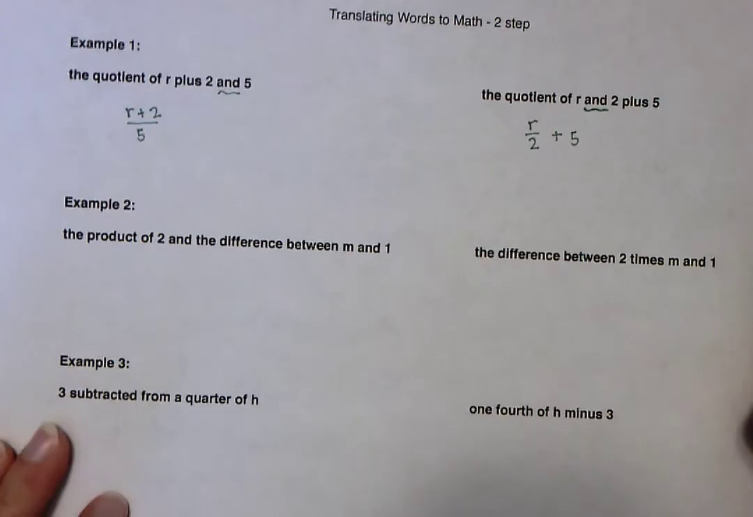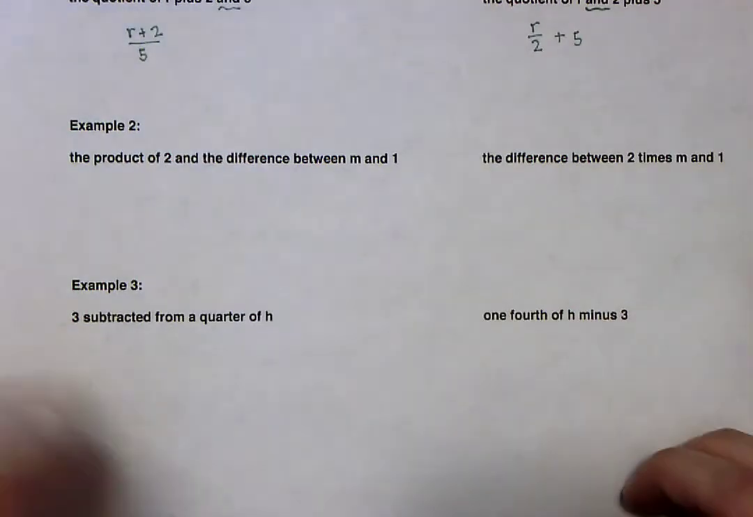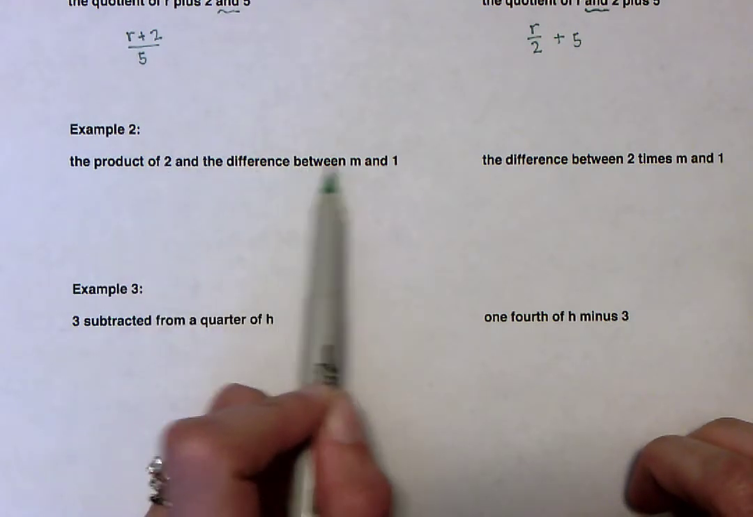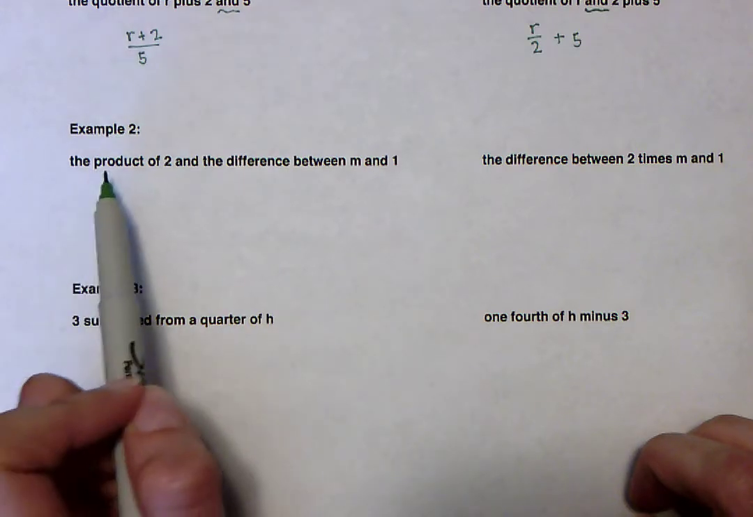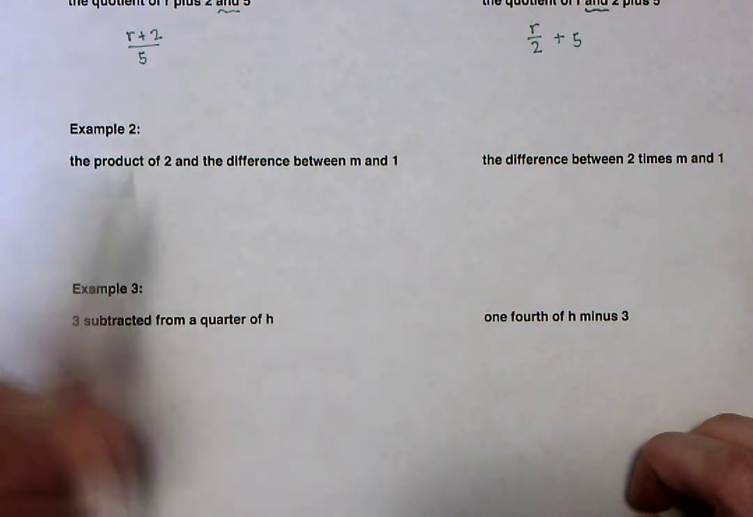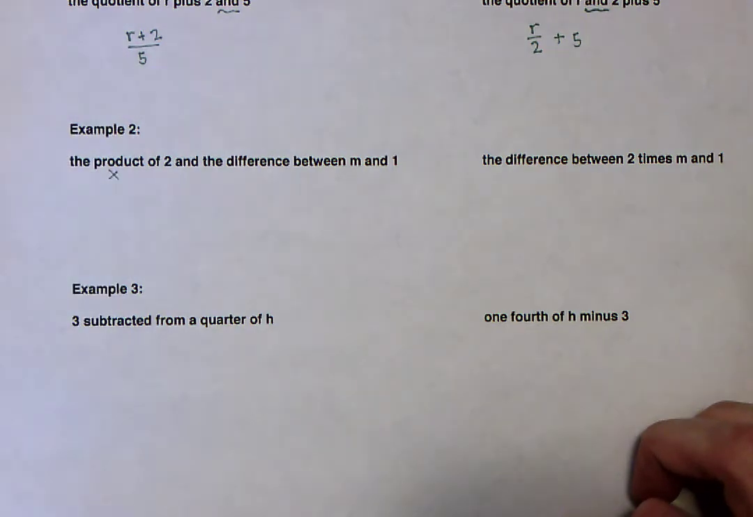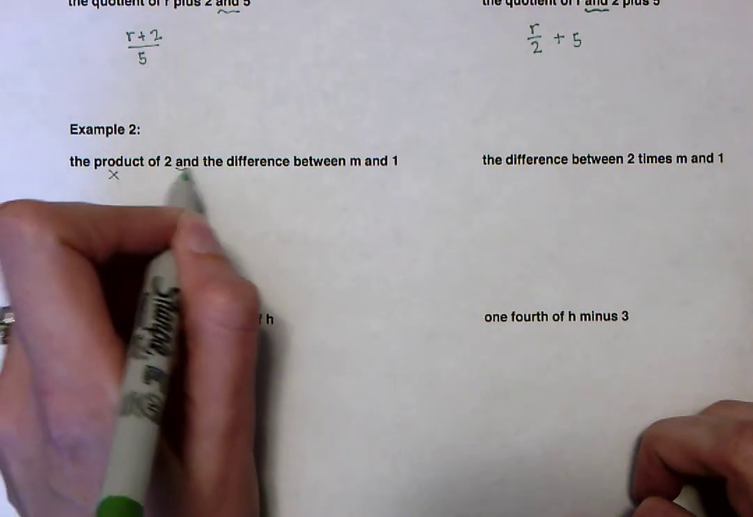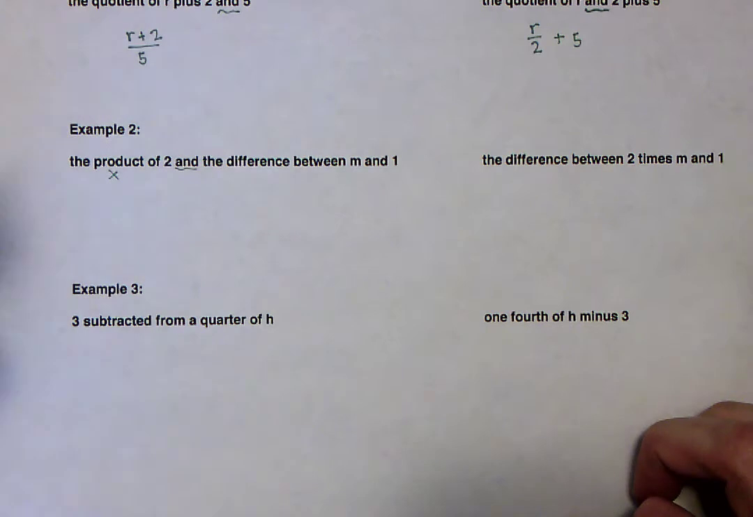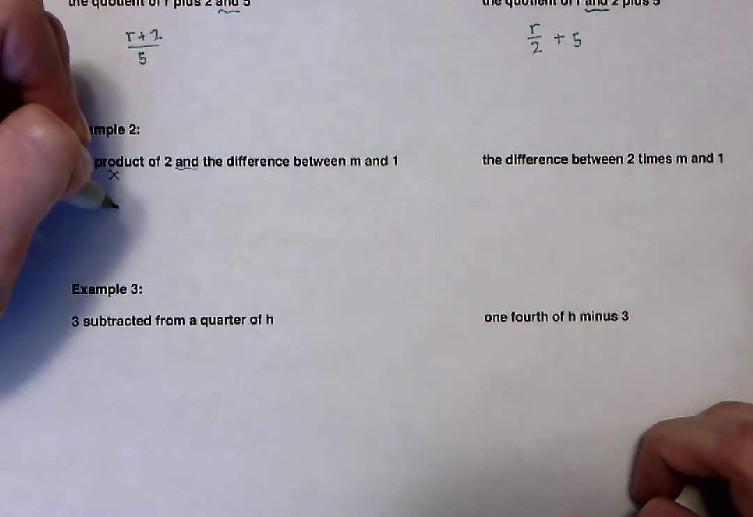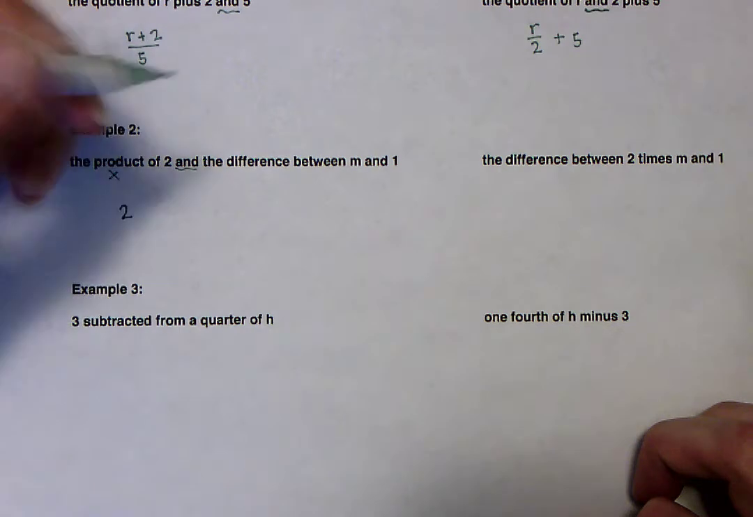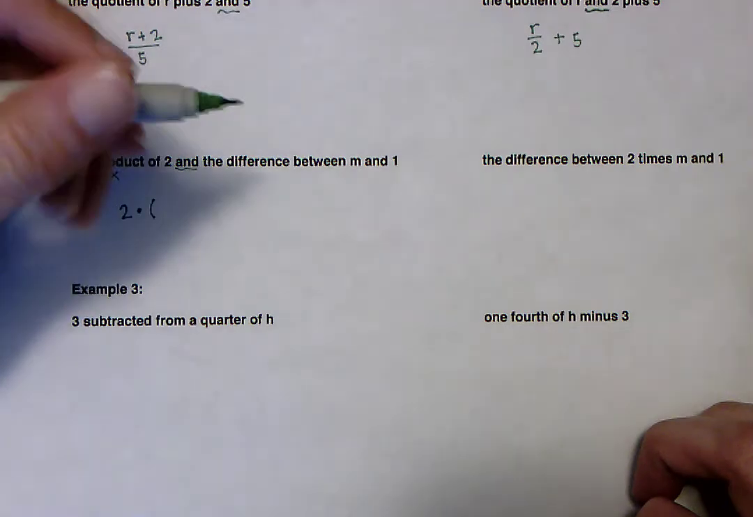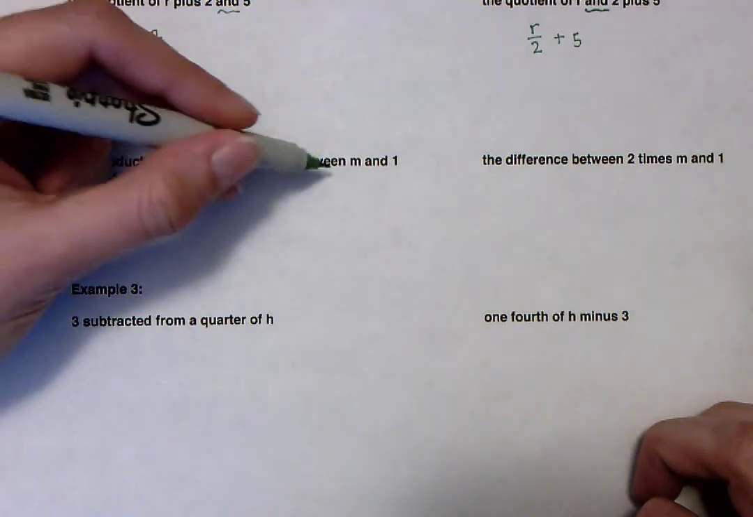Example 2. Okay, the product of 2 and the difference between m and 1. So we have product. That should indicate in your mind that we need to multiply. And then it's going to tell you what we're going to multiply. So we're going to multiply 2 and this right here. So this is where you actually need parentheses. We're going to multiply, like I said, 2, and you can write it as times if you want. And then put your parentheses to show the difference between m and 1.